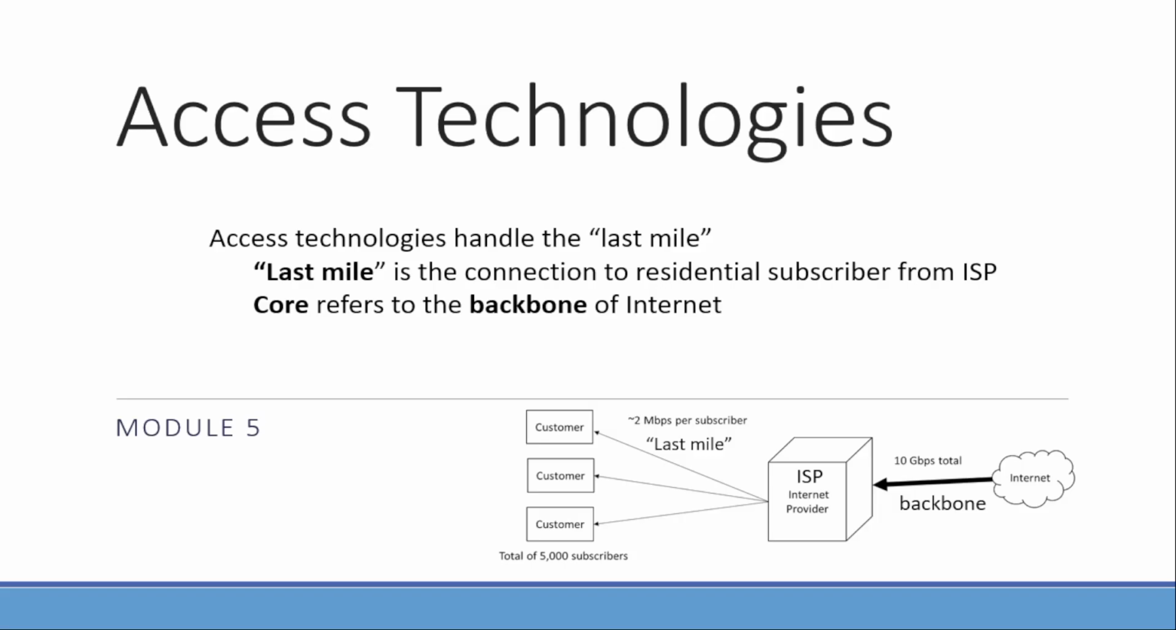Okay, in this video, we're going to be talking about access technologies. When we talk about access technologies, what we mean by that is getting information from your ISP to your home, right? And the term we use for that is kind of the last mile. It comes from all over the world through your ISP and it gets to your home. So what are the different ways to make that happen?